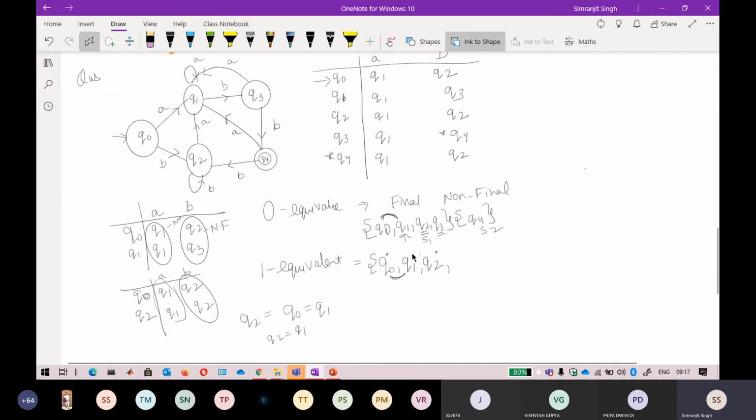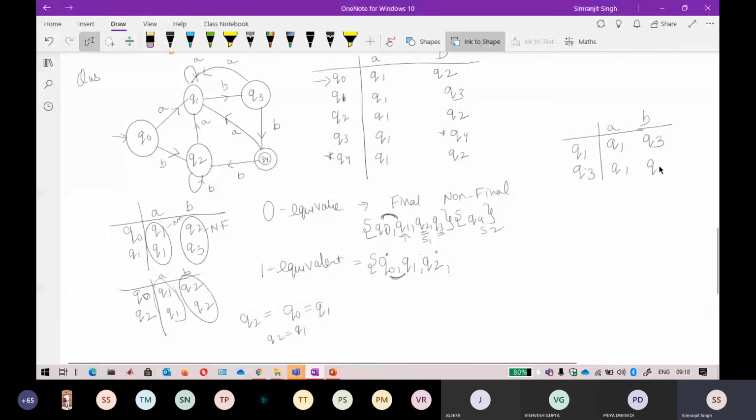Q3 can be placed here. So you can check with any one of them, be it Q0, Q1 or Q3. Okay, so I'm checking with Q1 here, Q1 and Q3. On getting an input of A, Q1 is going towards Q1 and Q3 is going towards Q1. On B, Q1 is going towards Q3 and Q3 is going towards Q4.